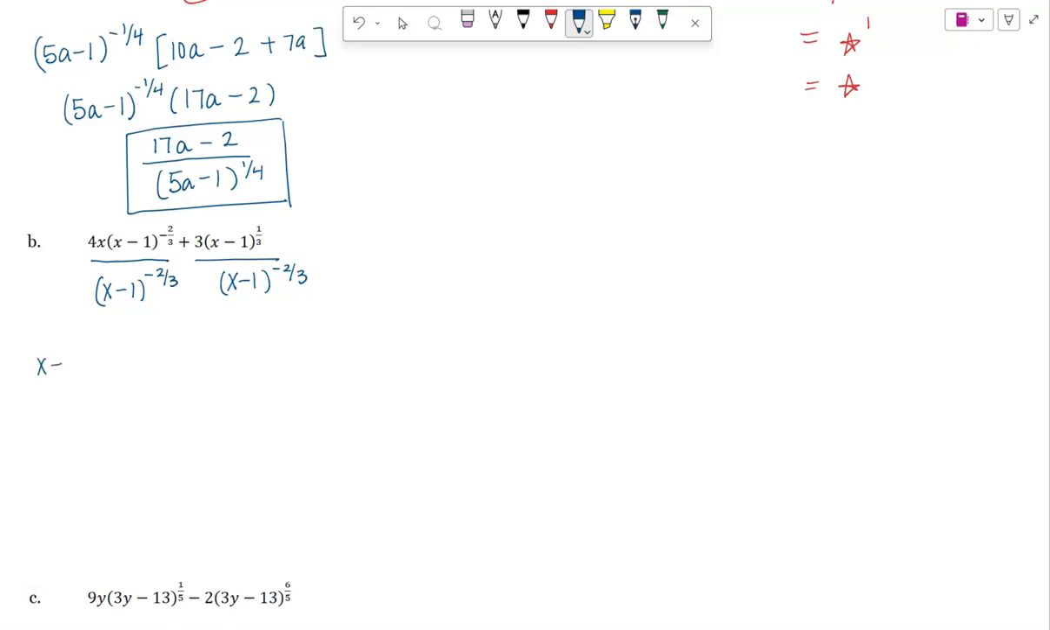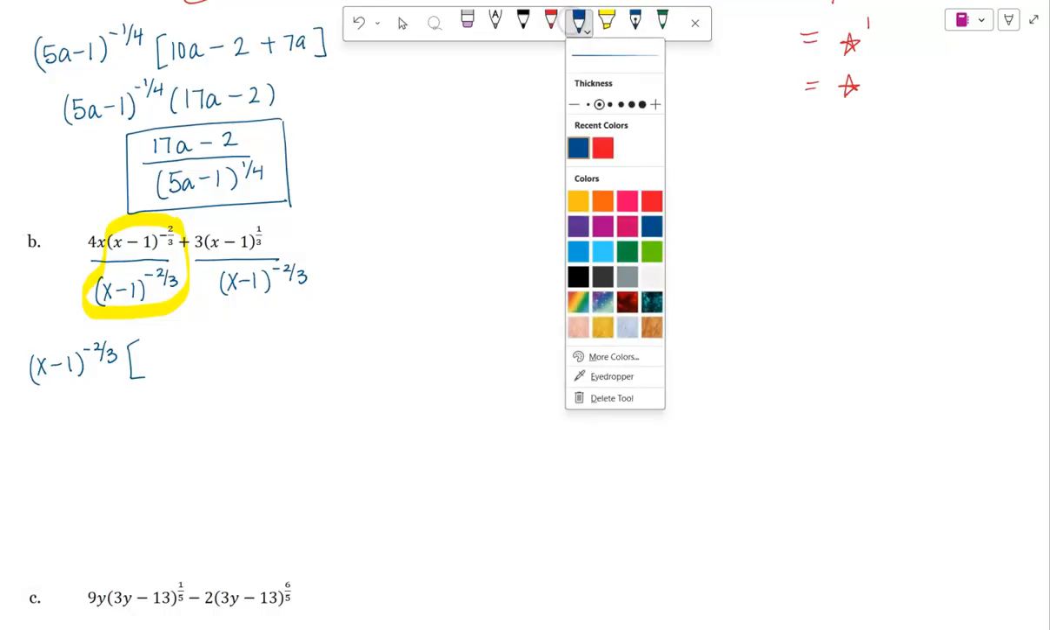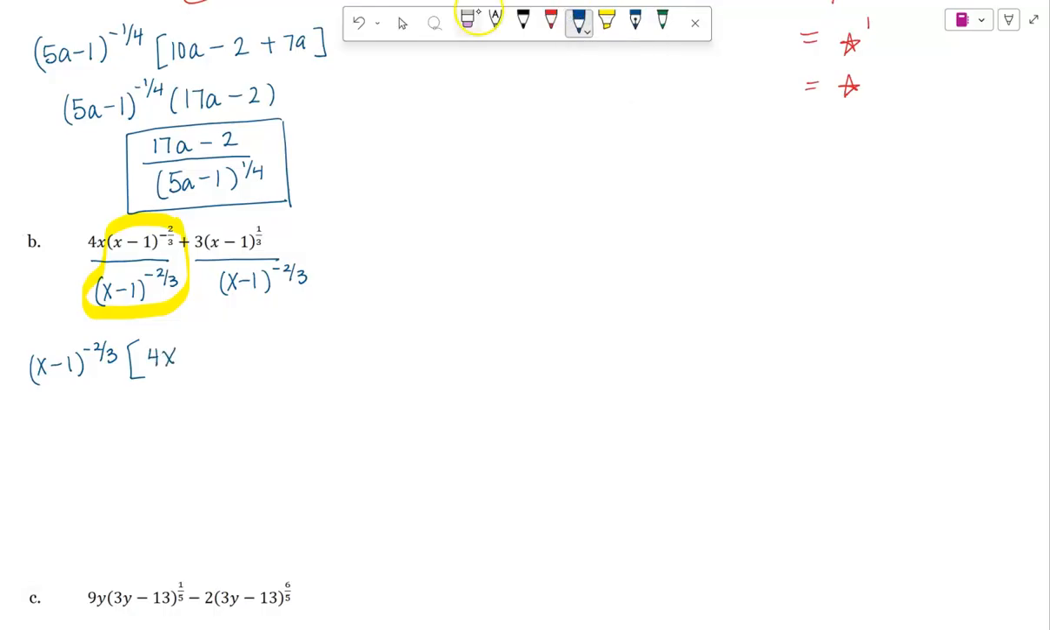That is going to come out to the front. And then I've got to see what I've got left over. In the first term, all of this is going to cancel, and I have just a 4x left over. The second term is a little bit more complicated. I've got to see what happens between the numerator and the denominator here. So just like we did on the last example, let's do a little bit of side work.